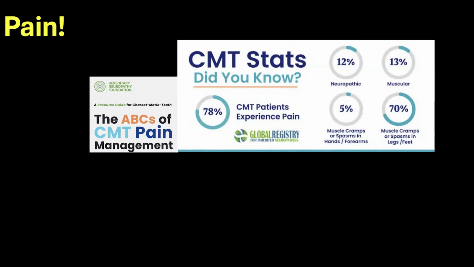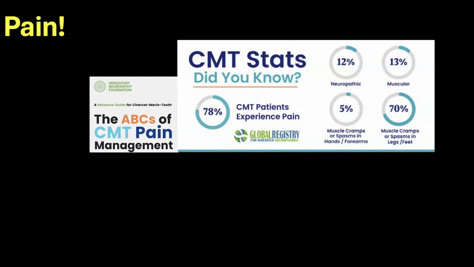What I'd like to start with highlighting is that when the Hereditary Neuropathy Foundation did a survey amongst their global registry patients, they found that almost 80% of patients had experienced some type of pain. But interestingly, only 12% of it was considered neuropathic, a small percentage of it was muscular, an even smaller percentage was cramps in the forearm, but a large percentage was muscle cramps and spasms in the legs and feet.